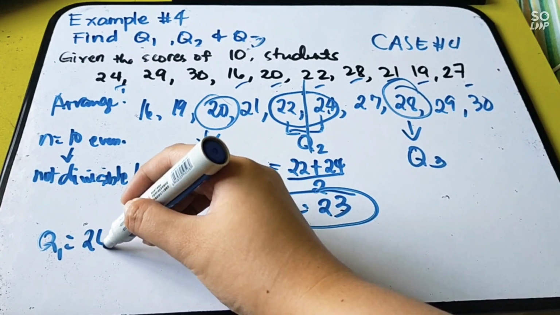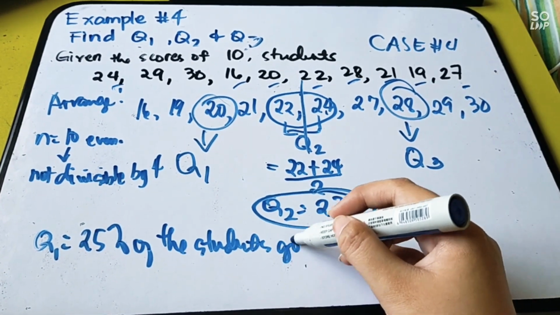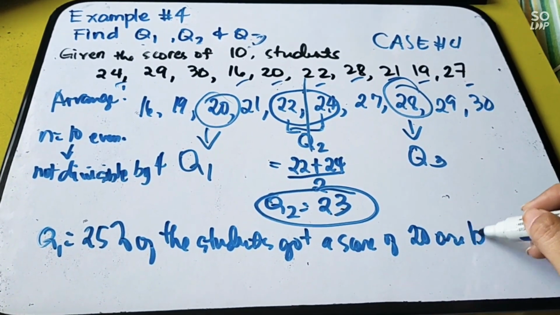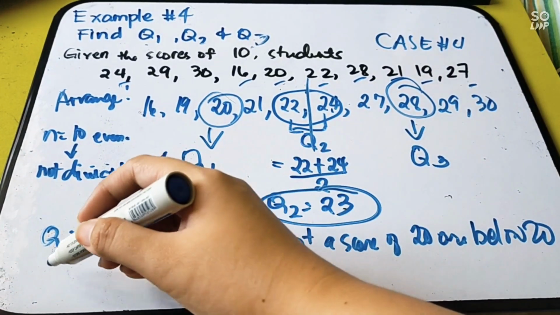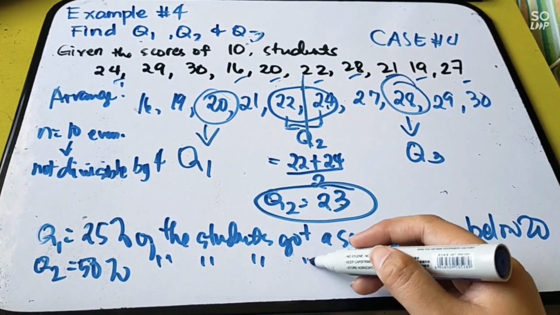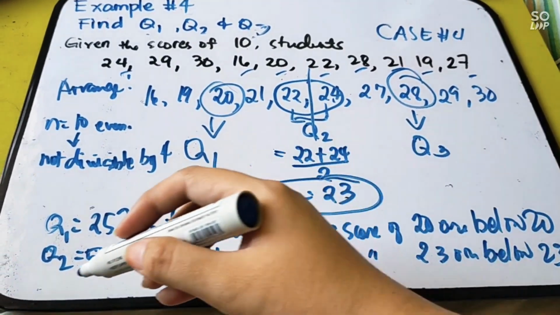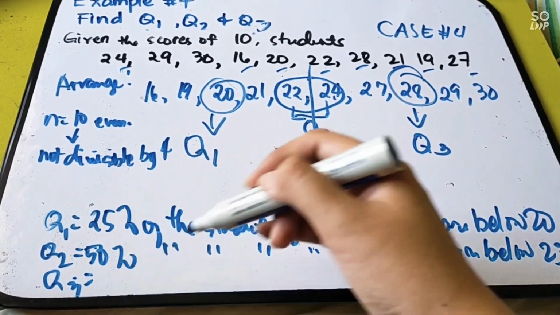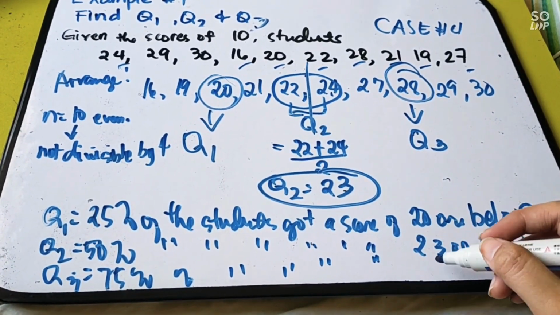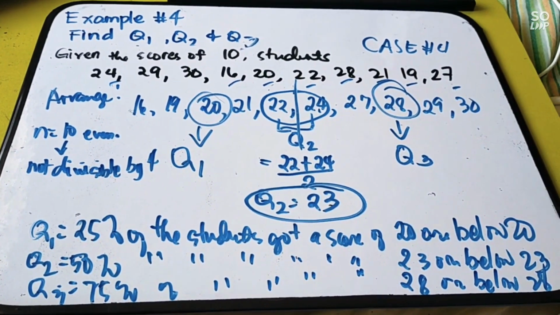This means that 25% of the students got a score of 20 or below 20. Next, for quartile 2, meaning we have 50% of the students got a scores of 23 or below 23. Ganun lang. Then, quartile 3, we have here 75% of the students got a scores of, we have here 28 or below 28. Okay? So, it's that clear?